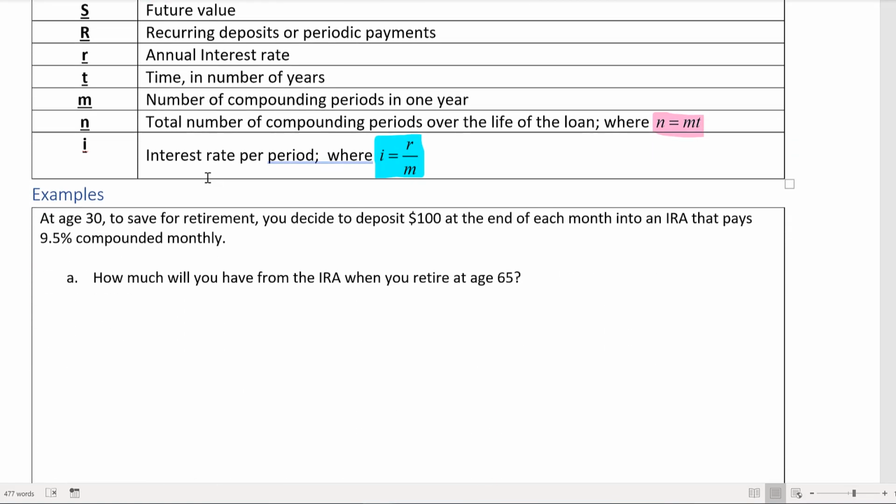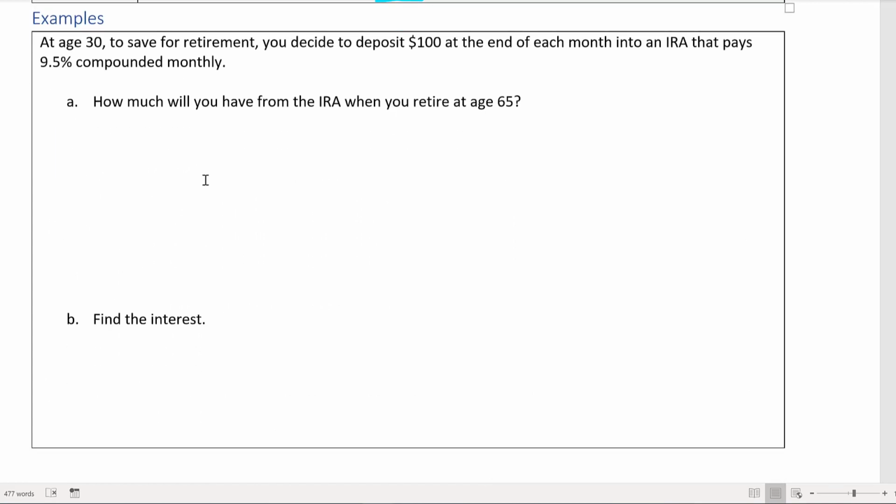So let's go ahead and try one of these examples. At age 30, to save for retirement, you decide to deposit $100 at the end of each month into an IRA that pays 9.5% compounded monthly. Let's list out all the things that we're going to need to find here. S is going to be the future value, and we want to know how much we'll have when we retire at age 65. So S is something that we don't know. We're trying to figure that out. How much are you depositing each month? R is $100 at the end of each month.